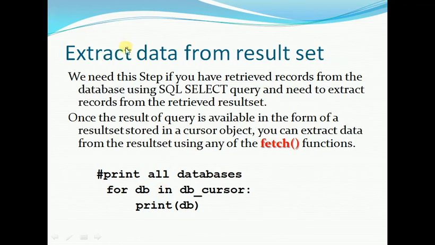Next is to extract the data from the result set. So when we execute the query, you will get some results. So you need to take those results. We need to display that. To fetch those results, we have some fetch methods that we will discuss in the next video. Here, using a for loop, we are just displaying the database names. db cursor is our cursor name, so the for loop is used like this: for db in db underscore cursor. Then I am printing each database name. So in this way, I can retrieve the databases in that cursor.